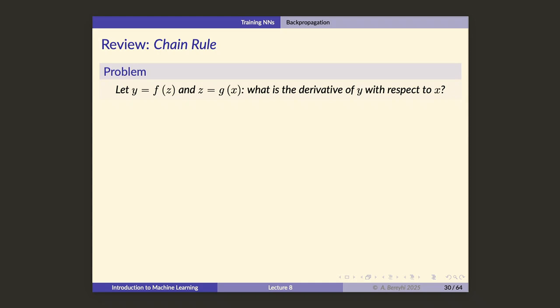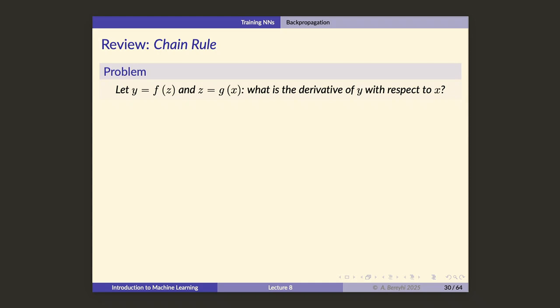So I want to do it with some other tool, some other approach. Any idea how we can do it? Anyone knows any trick? Chain rule. Have you heard of it? Yes? Okay. How does it look? Let's do it together to just recap.